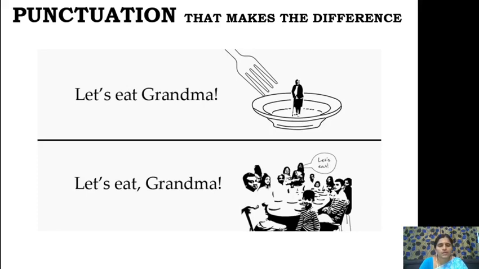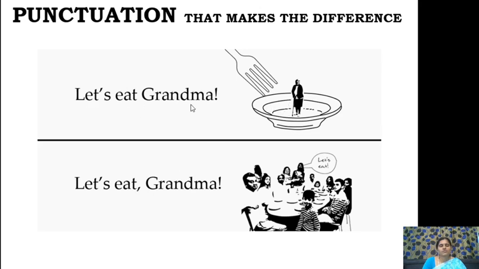Hello students. In this video lecture, we are going to learn about how to use these punctuation marks appropriately in our writing, because this is the main thing that makes the difference to the whole writing. Like, see here, one comma, the placement of this single comma, saved a life.